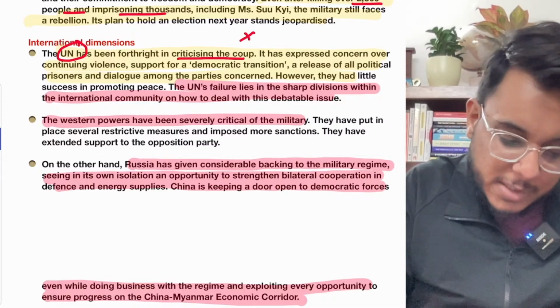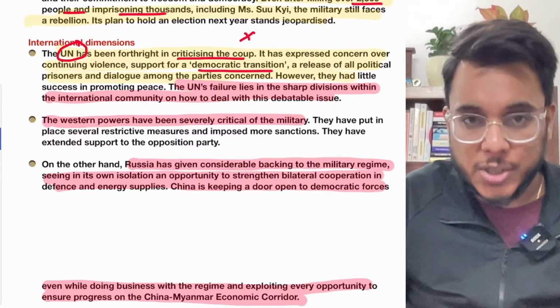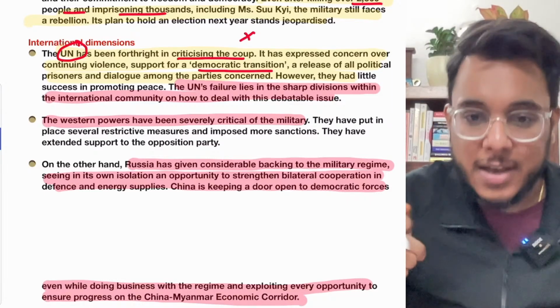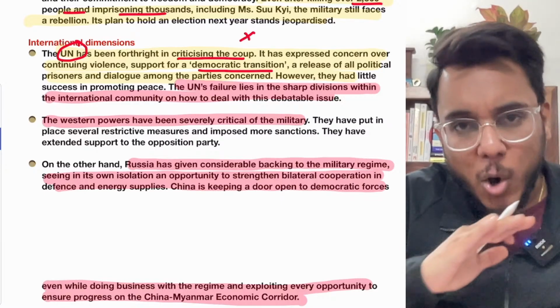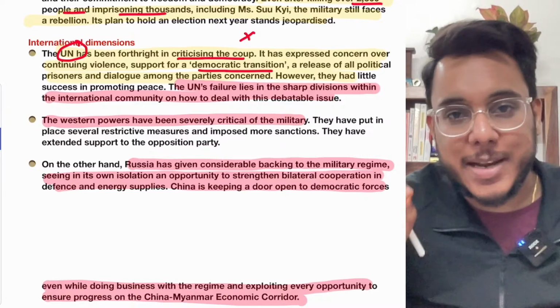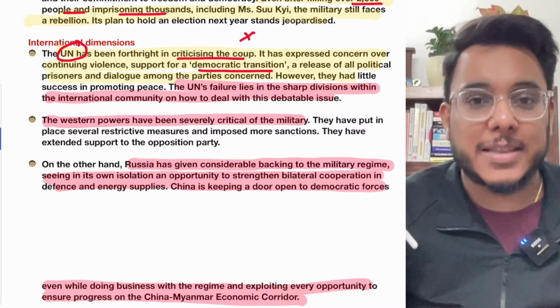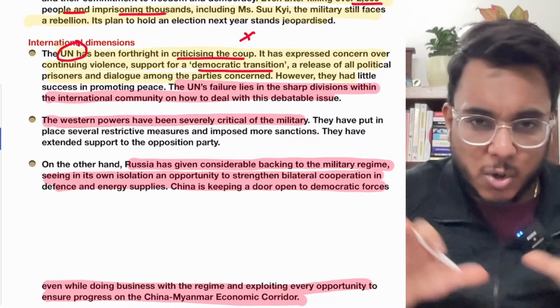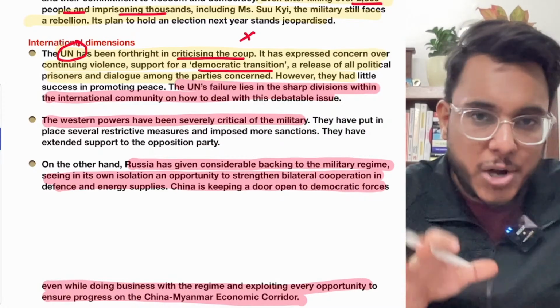Fine. And they have supported the democratic transition, had said that political prisoners need to be released from jail, human rights need to be restored. All these things have happened. But actually, the United Nations has not been able to do anything considerable in this particular direction. Is it clear?